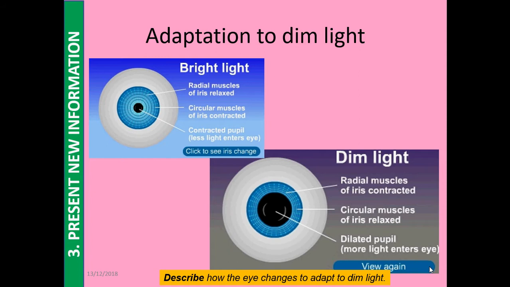In dim light, we're kind of stumbling around, we've lost our way because it's dim, it's dark, so we lose our alliteration and we get opposites. Okay, so the radial muscles contract, circular muscles relax. That dilates the pupil and lets more light in. Okay, so think about it as you're confused because it's dim light, you don't know where you're going, you lose all of your alliteration. Radial muscles contract, circular muscles relax.